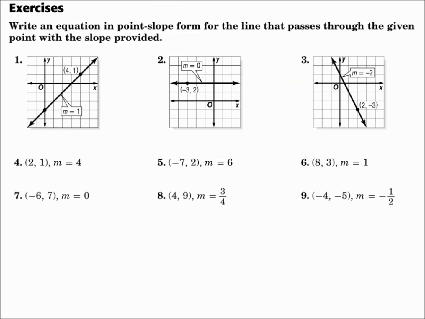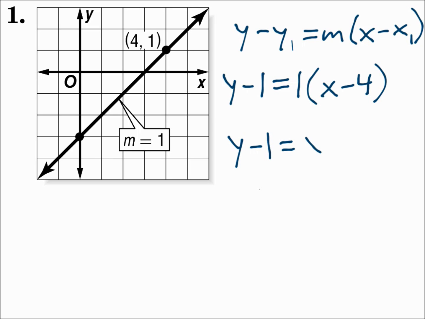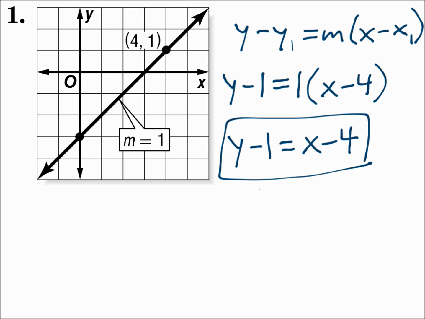Write an equation in point slope form for the line that passes through the given point with the slope provided. Number 1. The line with a slope of 1, and it goes through the point (4, 1). Well, (x1, y1) is your (4, 1), and your slope is 1. So substitute in: y minus y1, which is 1, equals m, which is 1, times (x minus x1, which is 4). Now simplify. 1 times (x minus 4) is just x minus 4. So it's better to write it like that.